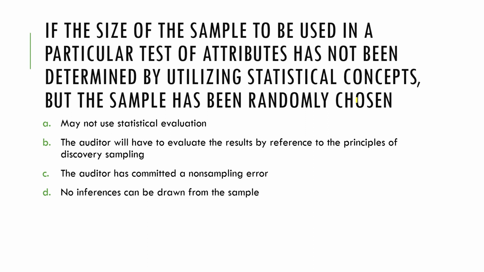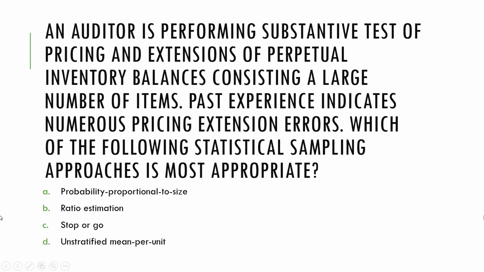Letter C, the auditor has committed a non-sampling error, but the non-sampling error or non-sampling risk has got something to do with the auditor and not the sample. Or letter D, no inferences can be drawn from the sample. I suppose the auditor got tired of choosing from all of the choices. So in this case, the correct answer, of course, is alpha. When you are using non-statistical sampling, even when you are allowed to use probabilistic sample selection techniques, at the end of the day, when you evaluate, you must go back to the very heart of what you did, and that is non-statistical.